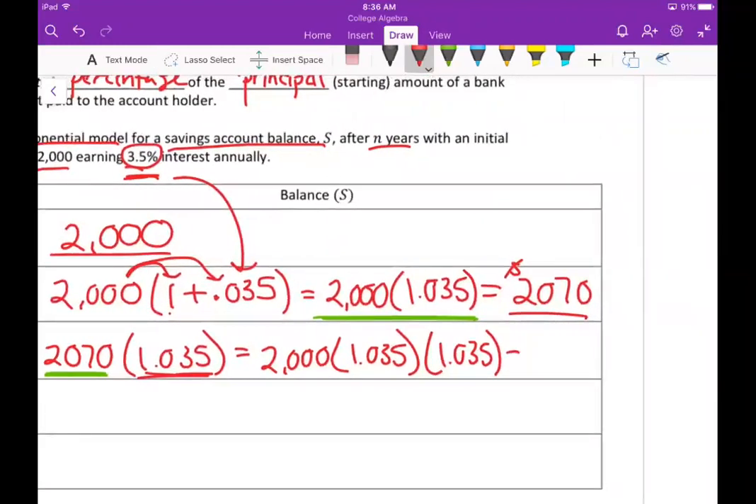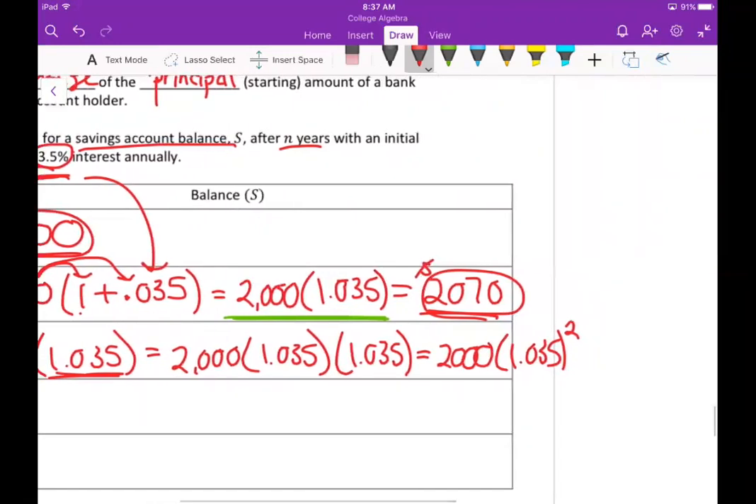That means we need to take 2,000 times 1.035 twice to get what happens after 2 years. Add in that interest rate twice. Now, notice it's not going to be 70 again because we're making more money on $2,070. 3.5% of that is higher than 3.5% of 2,000. So this is not a constant addition, it's a constant multiplication by 1 plus the interest rate. And here we will get $2,142.45 is the balance after 2 years.